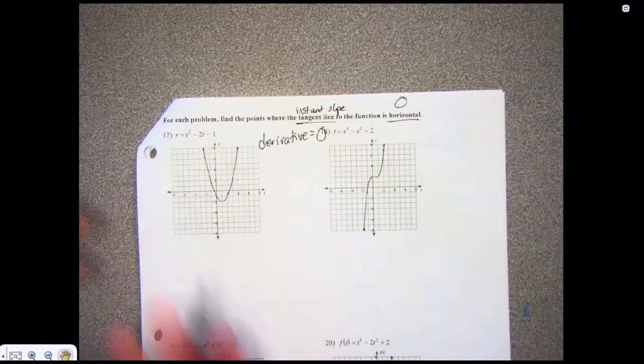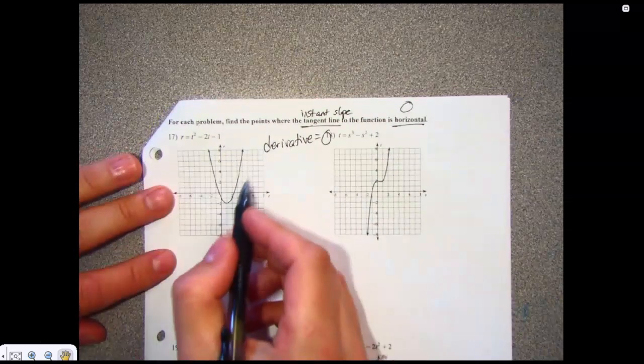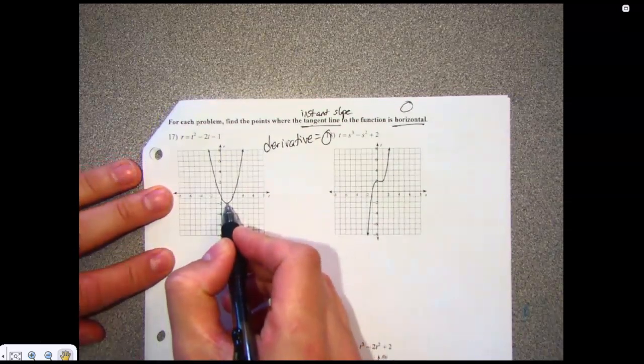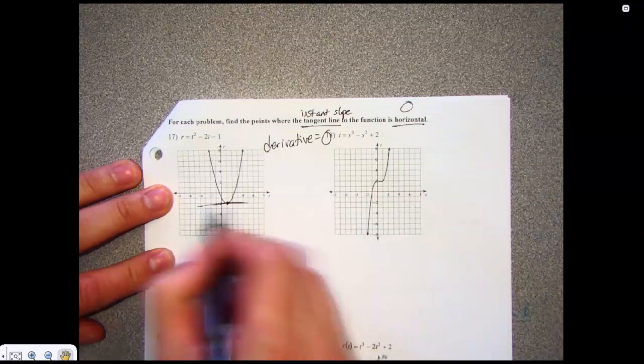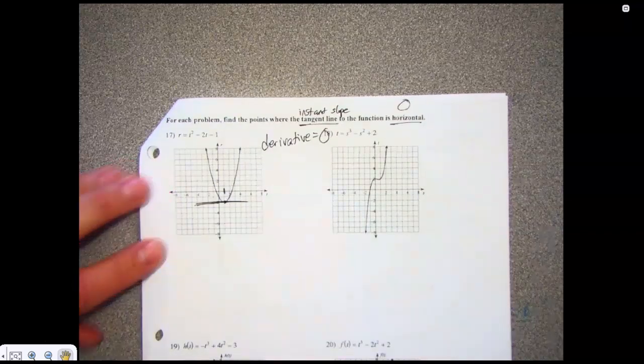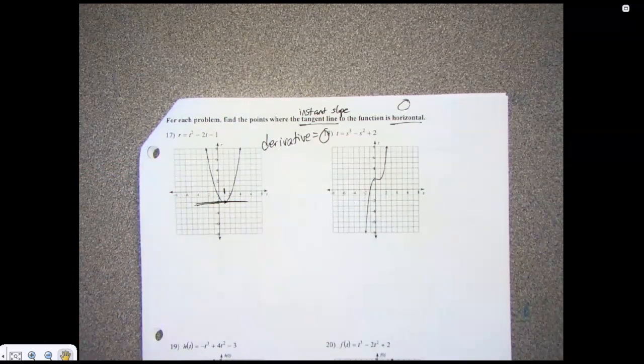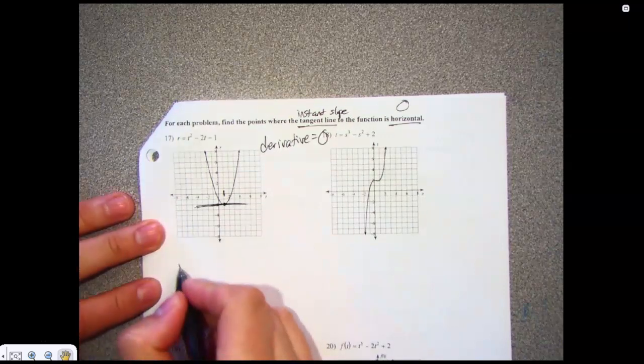So I have a graph. I can kind of tell the answer. What x value on this graph would give me a horizontal tangent line? It's right there, so it should be at x equals 1. I can see that. That's where the surfer would be flat. But finding it algebraically, I'm going to take the derivative.